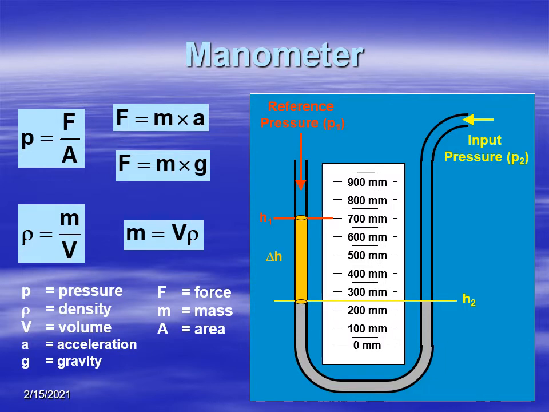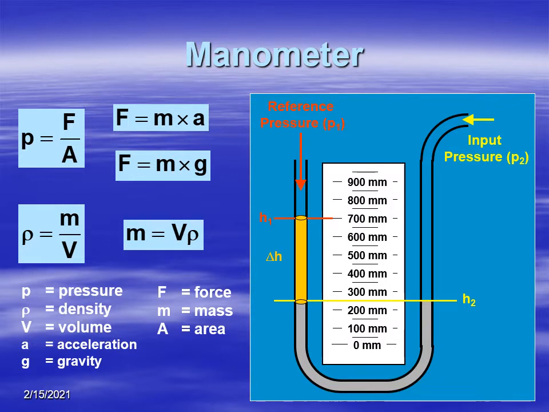What is pressure? Pressure is a force per unit area. What kind of force? If we go back to Newton's laws, you remember that force is equal to mass times acceleration. In this case, the acceleration is the acceleration of gravity. It's pulling the mercury down. And the mass is, of course, the mass of the mercury.